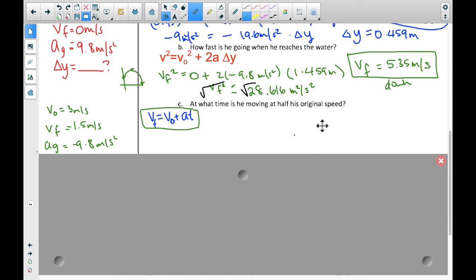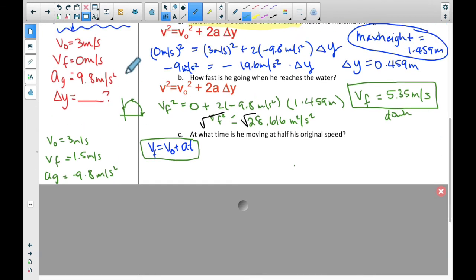Okay, at what time is he moving at half of his original speed? Well, the original speed was 3 meters per second. And he ends up hitting the water faster because he didn't start at zero, right? So the final velocity that we're talking about is going to be half of his original speed. He started at 3, so his final velocity here is going to be 1.5, I should say meters per second.